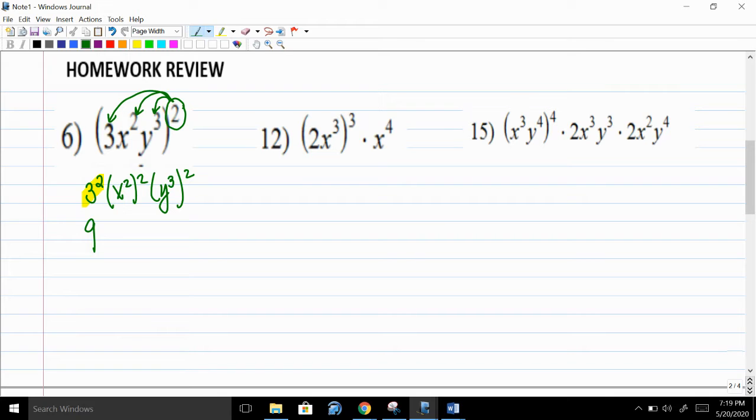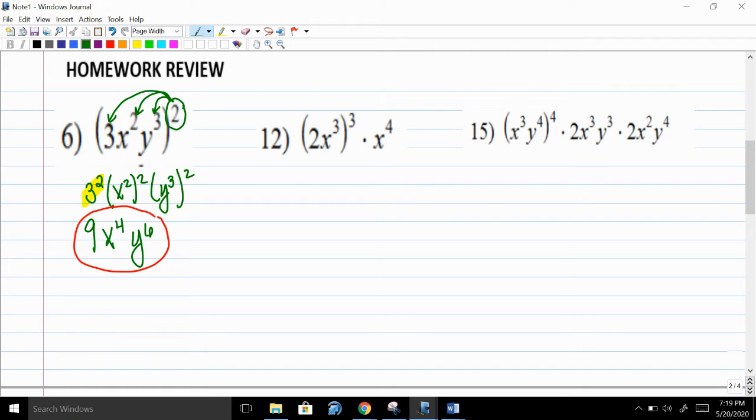Okay, x to the second, that's an exponent, so you multiply. And then y to the third to the second, that's also an exponent, so you multiply. So you should be multiplying the exponents there. So my answer for number 6 is 9x to the fourth, y to the sixth.